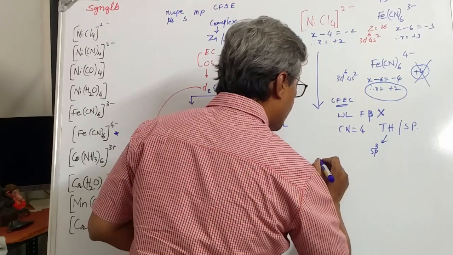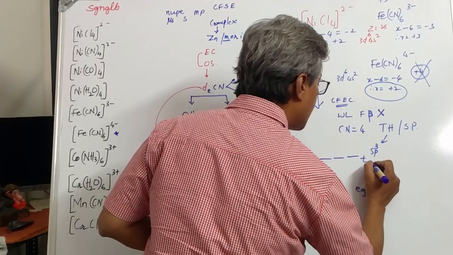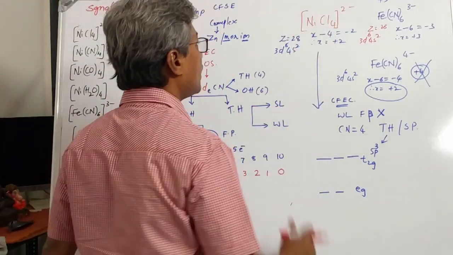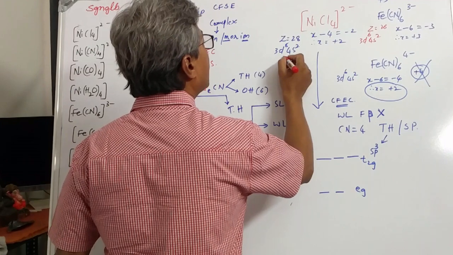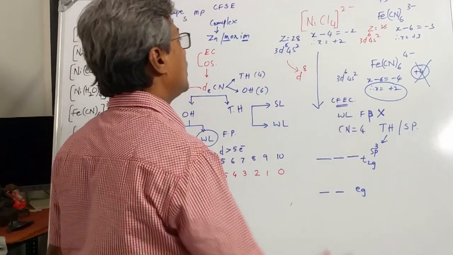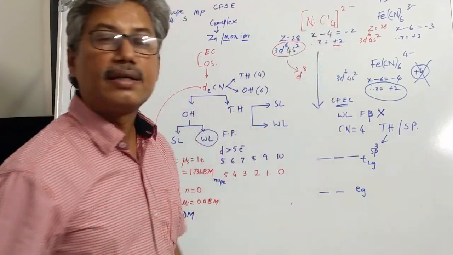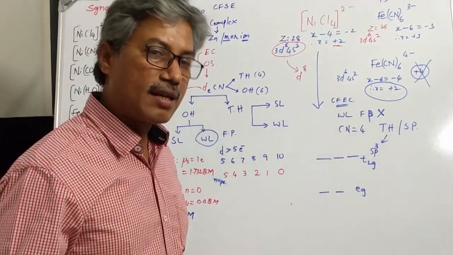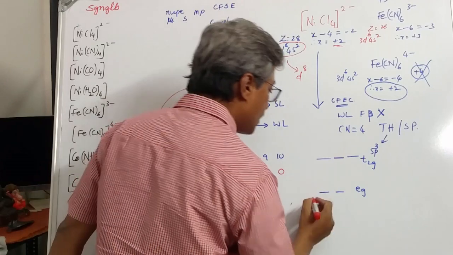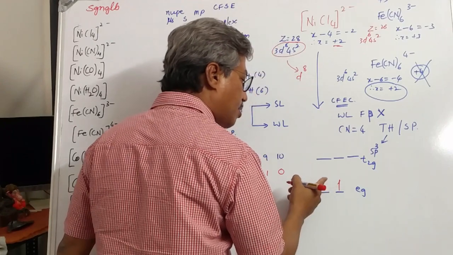Tetrahedral means 3 will be above and 2 will be below. This is Eg, these three are T2g. The participating ligands are weak ligands. That means how many electrons are left out? In this case, d has 8 electrons, because out of 3d8 and 4s2, 2 electrons are lost. The d electrons remaining are 8. Ligands are weak, so forced pairing does not occur. Fill the electrons into these orbitals. See here, 1, 2. Forced pairing does not occur.